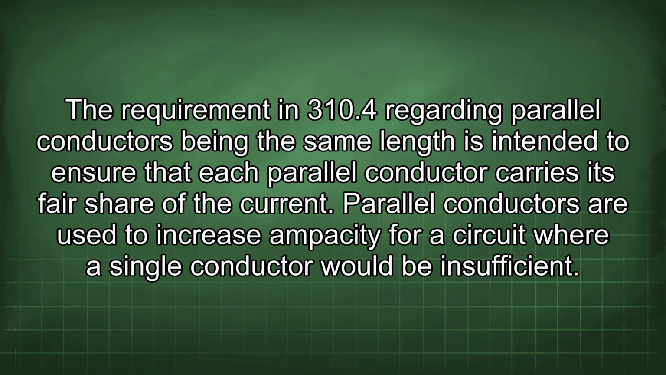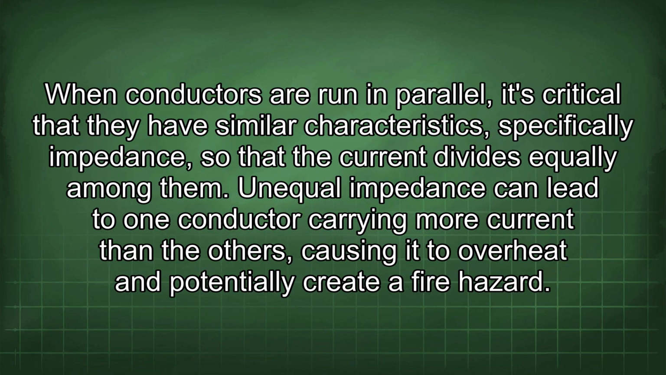The requirement in 310.4 regarding parallel conductors being the same length is intended to ensure that each parallel conductor carries its fair share of the current. Parallel conductors are used to increase ampacity for a circuit where a single conductor would be insufficient. When conductors are run in parallel, it's critical that they have similar characteristics, specifically impedance, so that the current divides equally among them. Unequal impedance can lead to one conductor carrying more current than the others, causing it to overheat and potentially create a fire hazard.